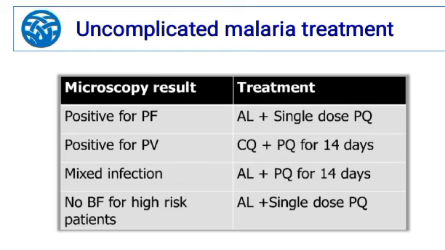Microscopy result, if mixed infection: give Quartem or AL plus primaquine for 14 days. If the microscopic result is no blood film for high-risk patients, the treatment is to give AL or Quartem plus single dose primaquine.